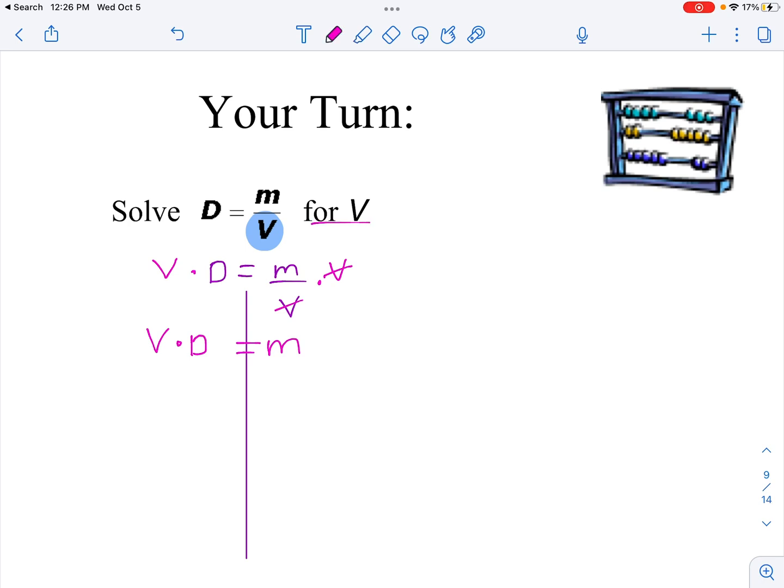Remembering that they want us to solve for V, so we want V by itself. To do that, I am simply going to divide D on both sides because that's the inverse. D cancels, and V is going to equal M divided by D.